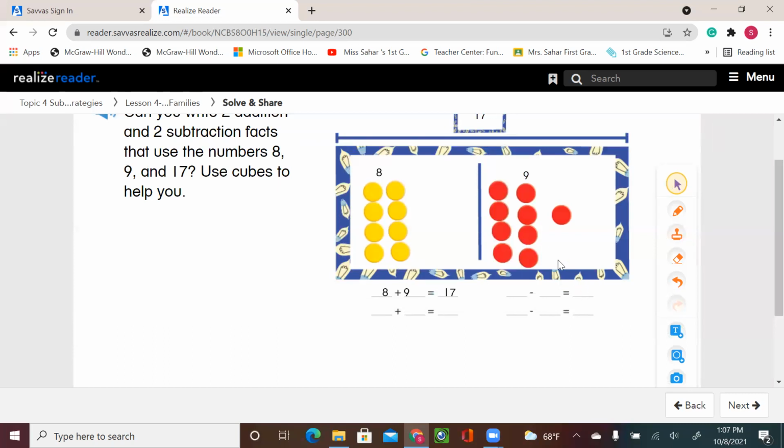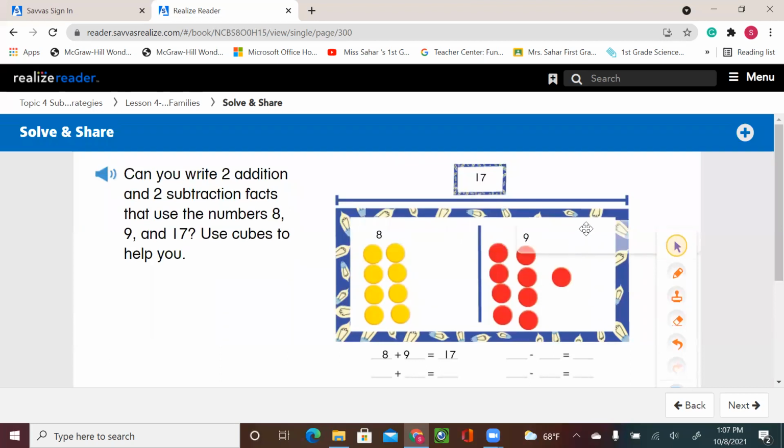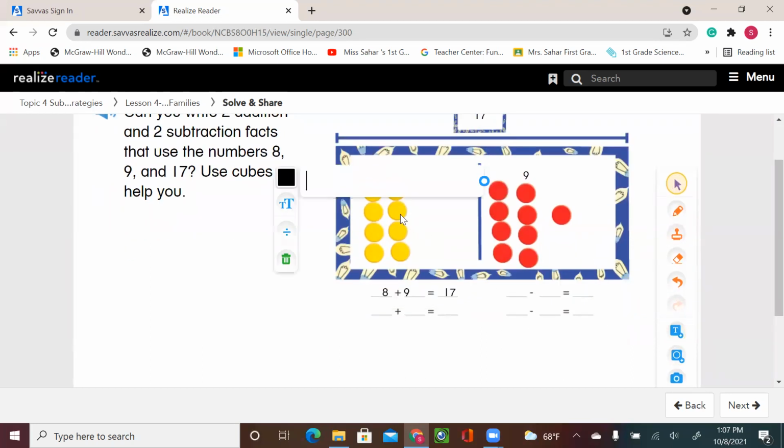What can I do? I know that if I use my addends in a different order, my sum or my total will remain the same. So I'm going to use 9 plus 8 equals 17. So let's write this. And that would be my second addition fact. So 9 plus 8 equals 17. I'm going to put this down here. So this is my first two addition facts.